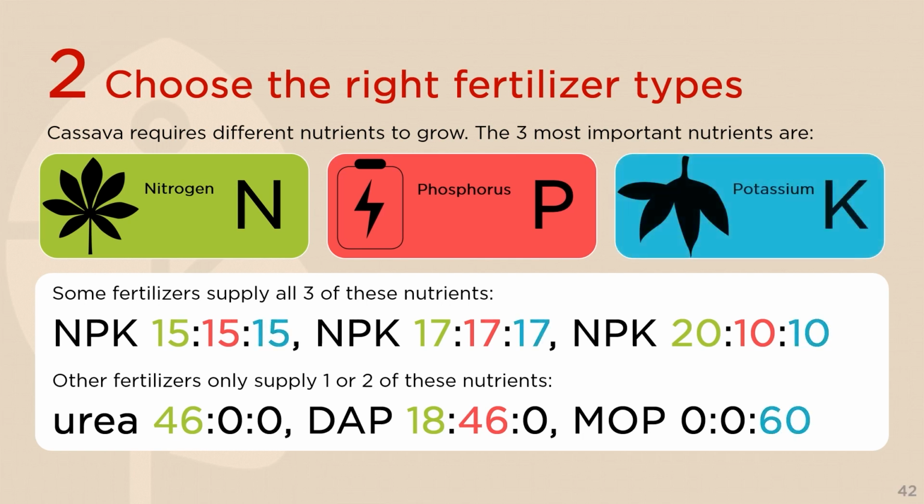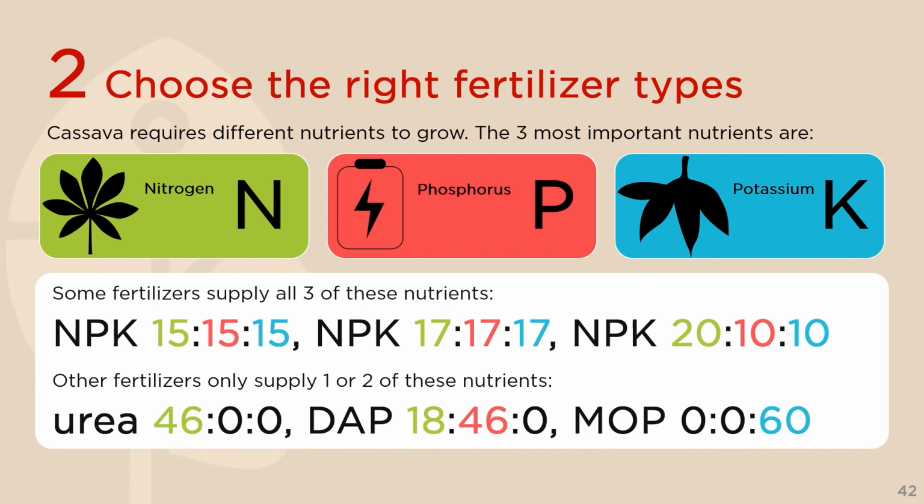The most common ones are NPK 15-15-15, NPK 17-17-17, and NPK 20-10-10. Other fertilizer types will only have 1 or 2 of these nutrients. You need to keenly observe the labels on the fertilizer bag. Examples are urea, diammonium phosphate or DAP, and muriate of potash or MOP.